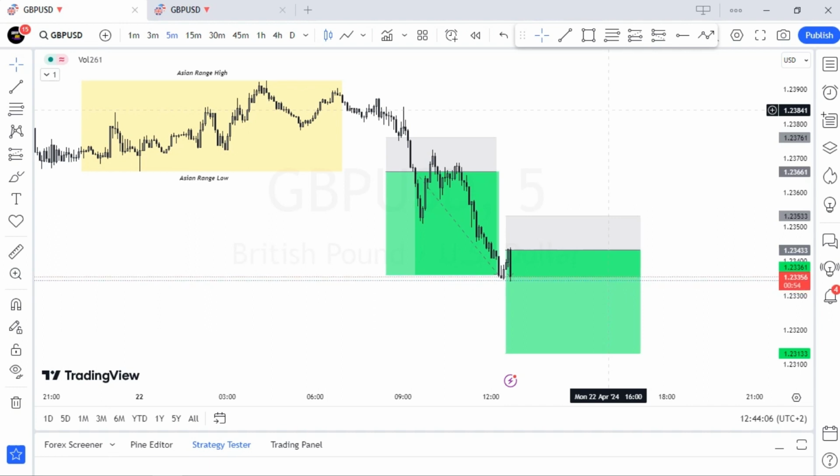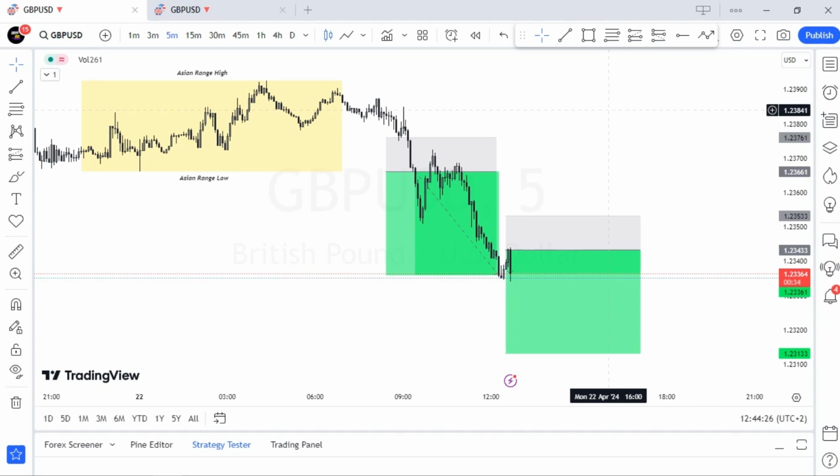Hopefully it goes in our direction. Note that I'm trading following the trend. I'm not against the trend. GBP/USD currently is in the downtrend, so I'm just following the trend.